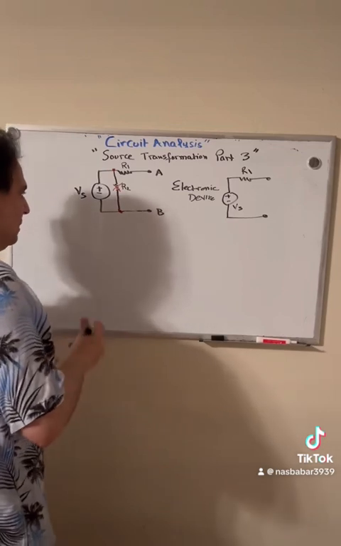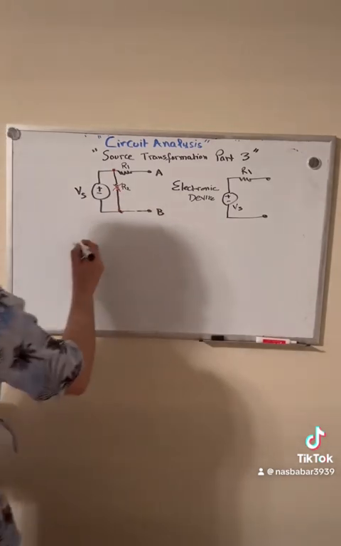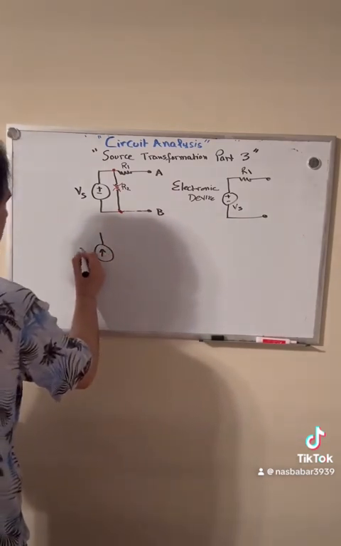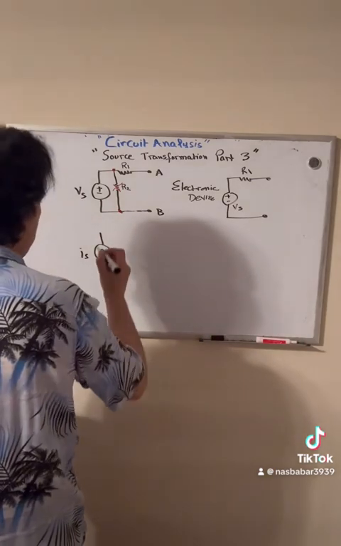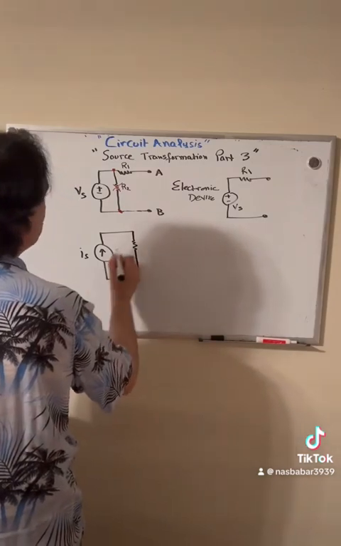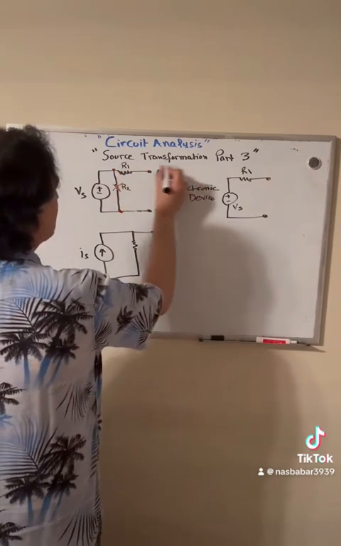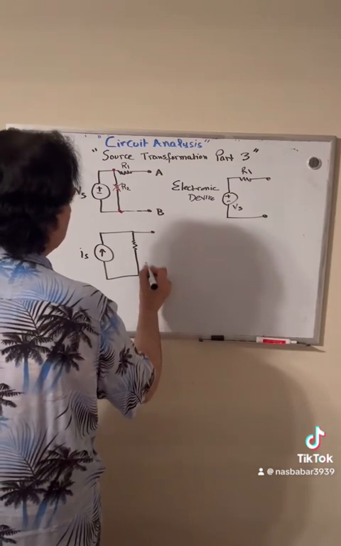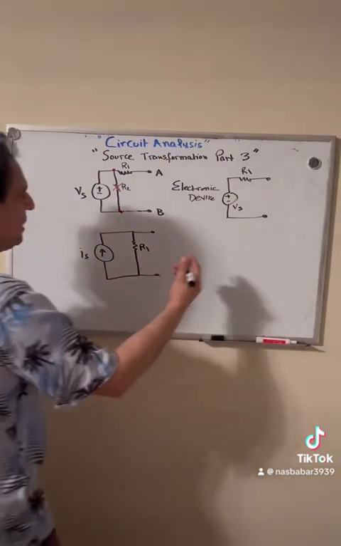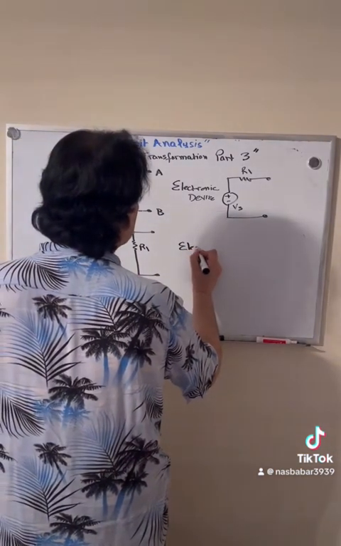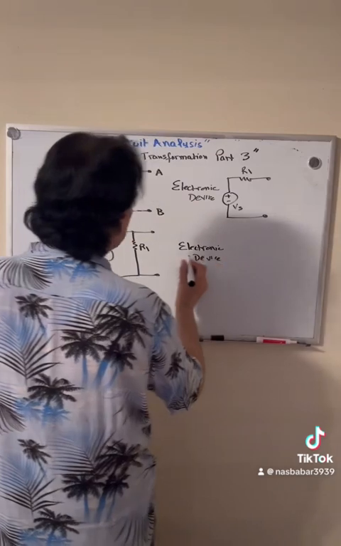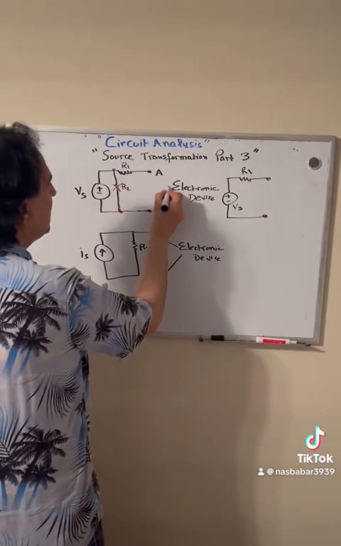Now let's look at another scenario. Let's say you have this current source, I sub S, and then you have a resistor right here. This is the normal setup which we showed you earlier in source transformation part 1. Let's call this R1. Let me ask you this. Same thing, we have some sort of electronic device connected to terminal A and terminal B, right?